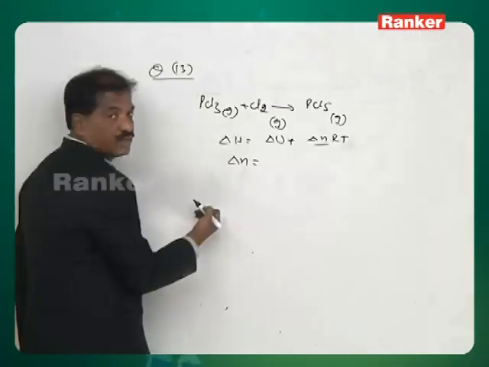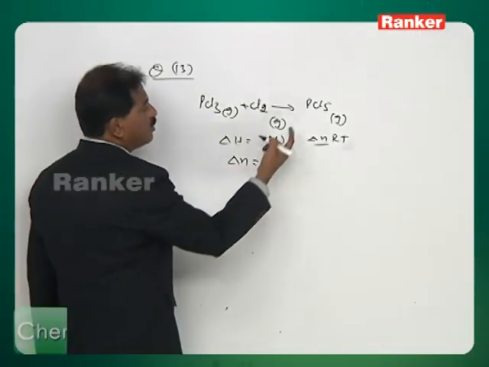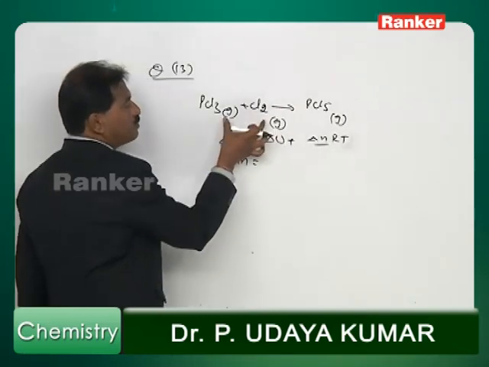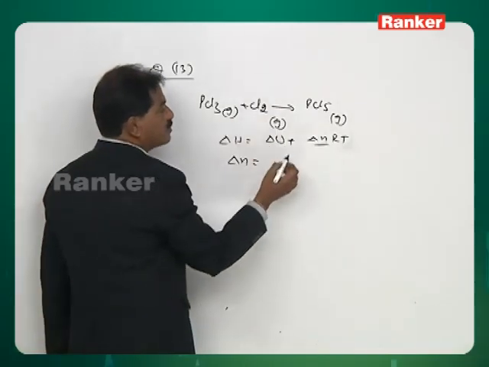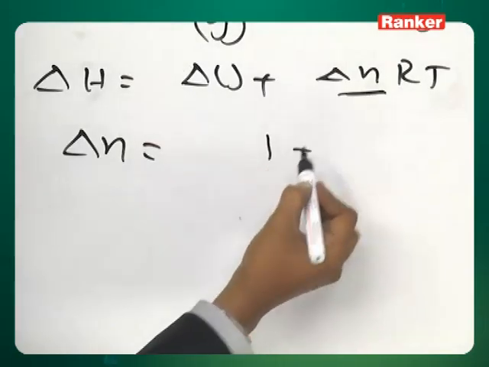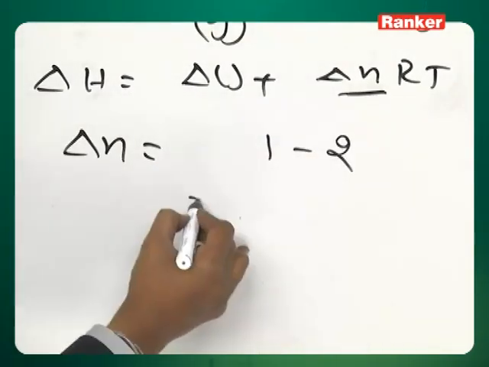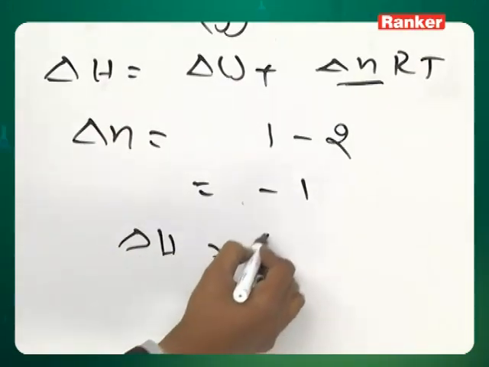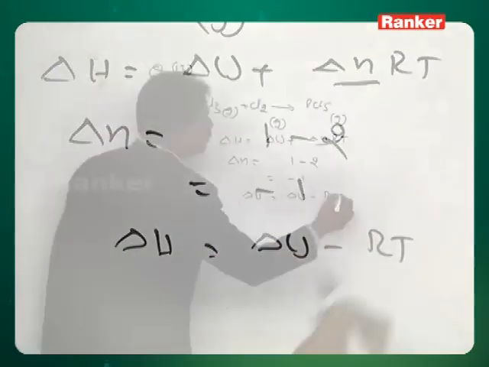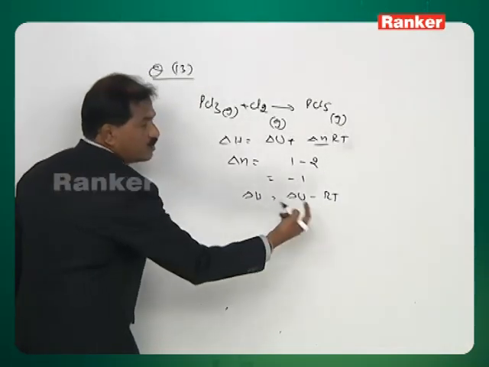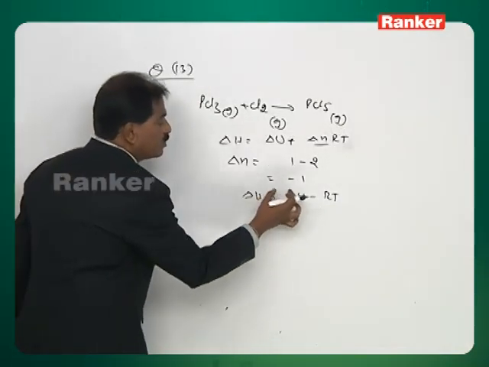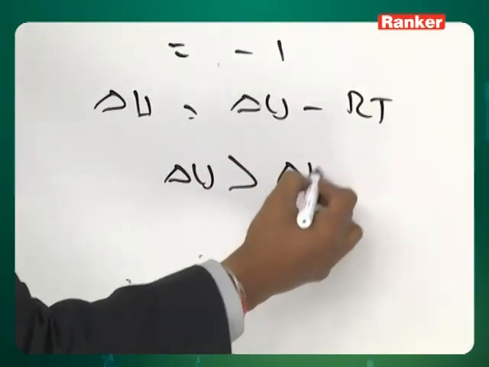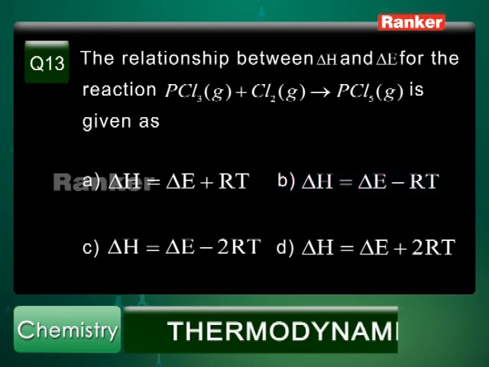Therefore, first calculate the change in the total number of moles. Change in the total number of moles means total moles of the gaseous state products minus total moles of the gaseous state reactants. Here products is 1, reactants is 2. Therefore, minus 1. Therefore, del H is equal to del U minus RT. Therefore, del U must be greater than del H. Answer given in the problem is B.